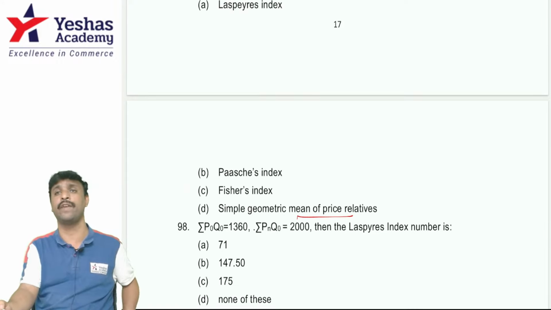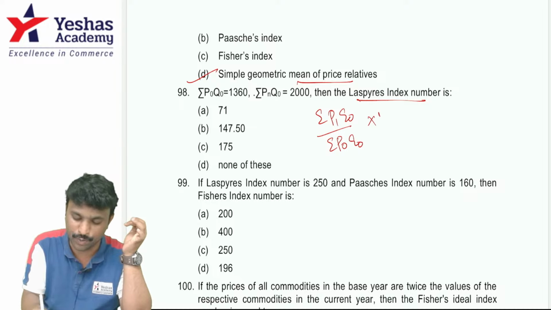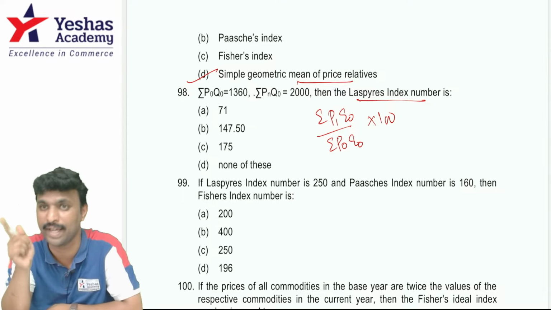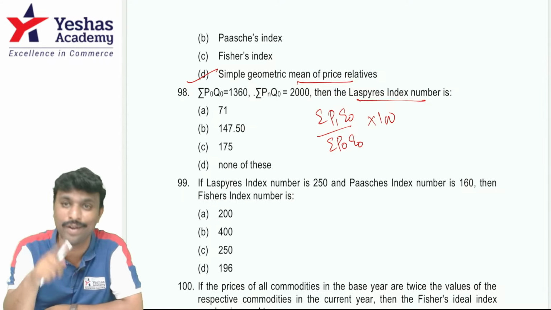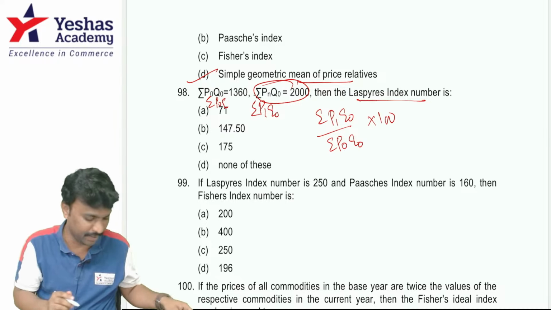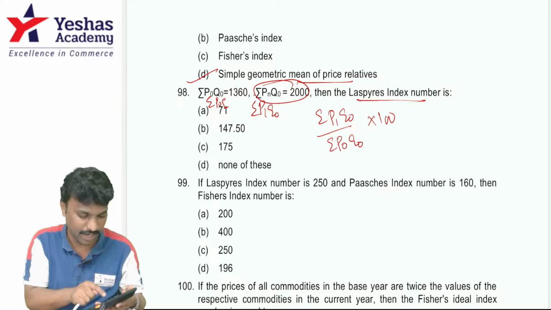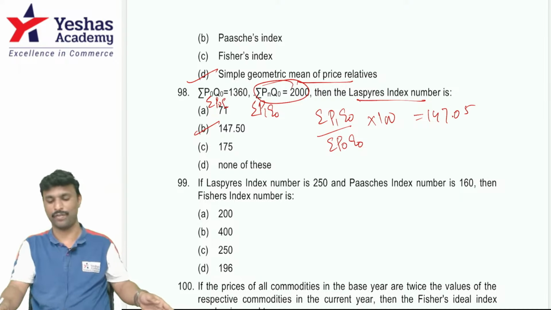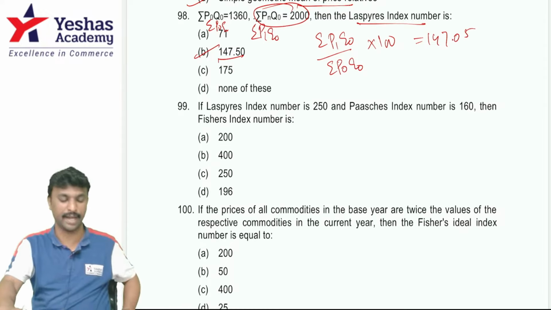98th one. You are asked to find Laspeyres's index. What is Laspeyres's index? Summation P1 Q naught divided by summation P naught Q naught into 100. Sir, P1 is not given. So if 1 is not given, they may give you in terms of n. Current year can be represented by either 1 or n. Right. So this is P1 Q naught, this is P naught Q naught. So take your calculator. P1 Q naught is 2000 divided by P naught Q naught is 1360 into 100. That fetches you the value 147.05. The nearest answer is 147.50, right? Option B is the right answer.